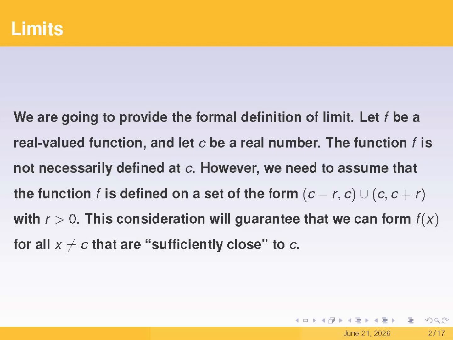First, we assume that the function f is defined on the union of two open intervals, (c − r, c) and (c, c + r), as shown on the screen. That is to say, the function f does not need to be defined at x equals c for us to discuss the limit of the function as x approaches c. Simply put, the function f only needs to be defined in the neighborhood of the real number c. In other words, we only need to consider the function values sufficiently close to the real number c.